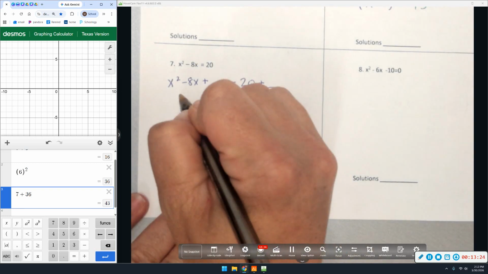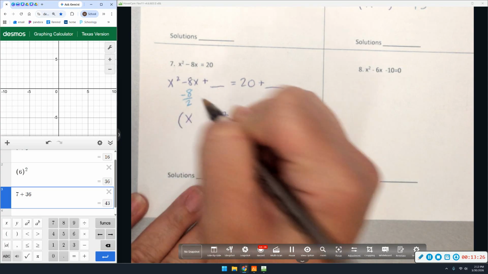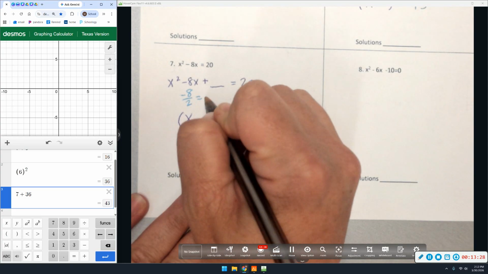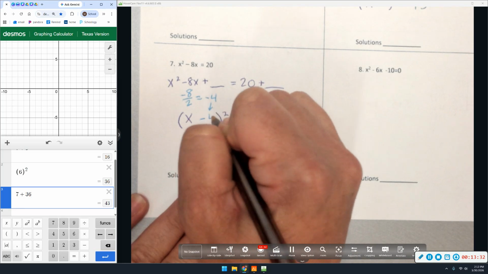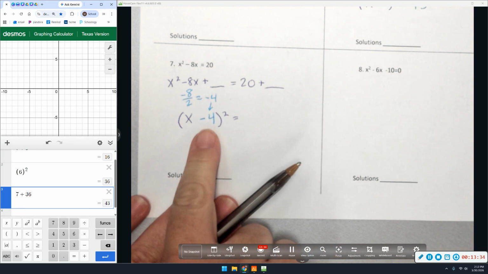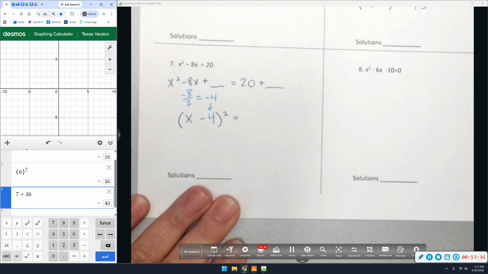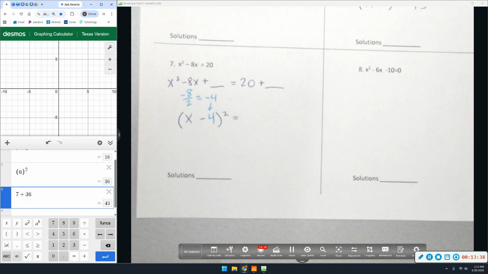And I'm going to take my B term, and I'm going to half it. What's half of negative 8? Negative 4. So do you see the only difference is now my square is minus. That's the only difference the subtraction makes. Cool? Okay, so we half it.